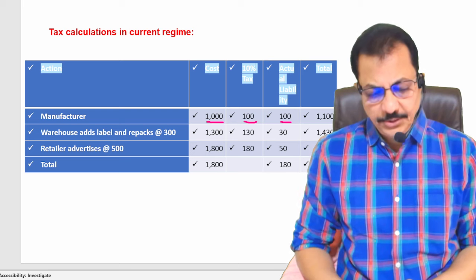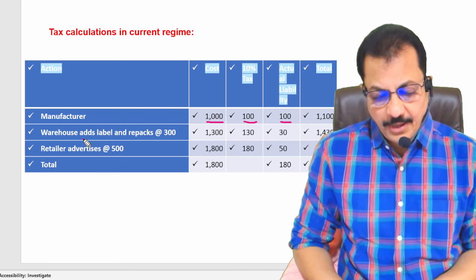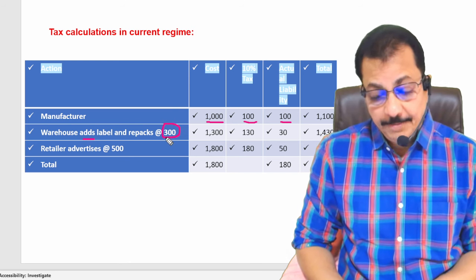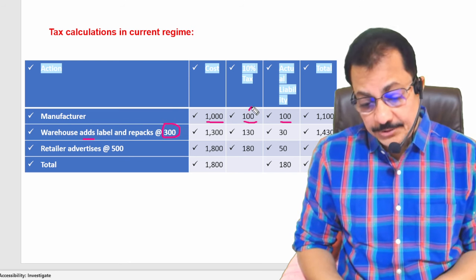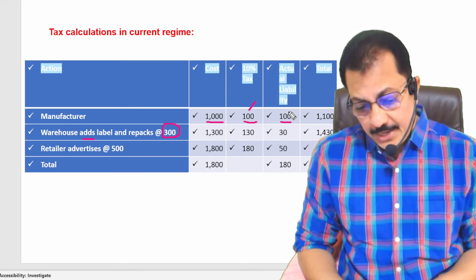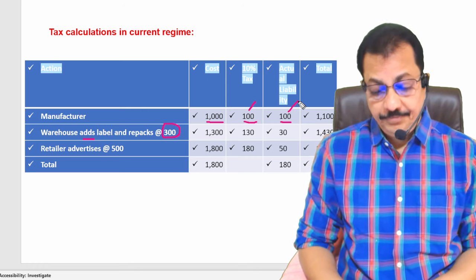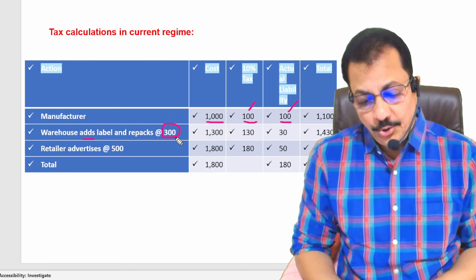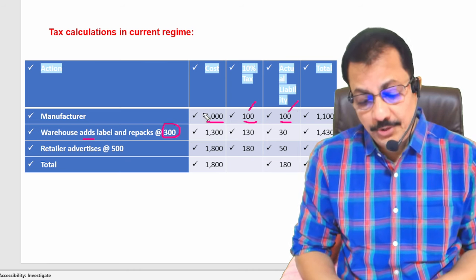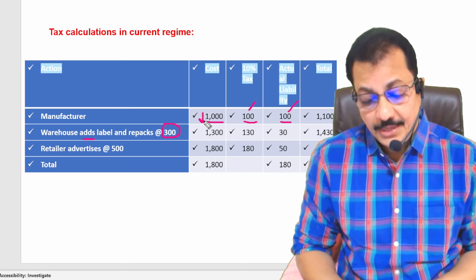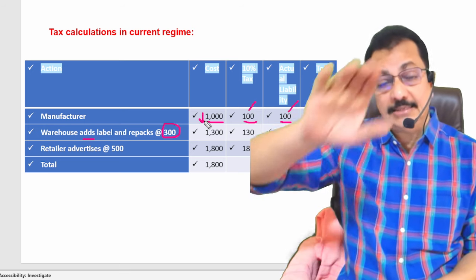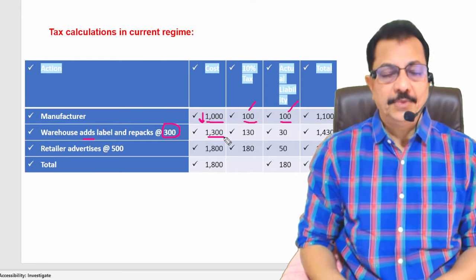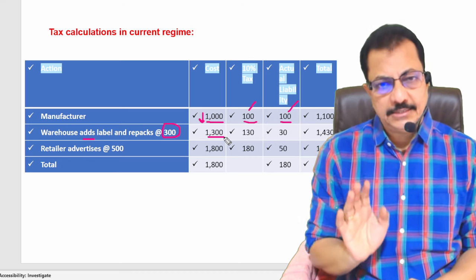Agreed. Is that okay? When you are coming to the warehouse, add labels and repacks, you are adding 300. Because the 10% has already been added here, because 100 rupees has already been paid here, after the introduction of the GST you are adding the warehouse cost only to the manufacturer cost, excluding the tax, because the tax has already been paid. That is the reason why this is becoming 1300. 1000 rupees plus 300, this is 1300.